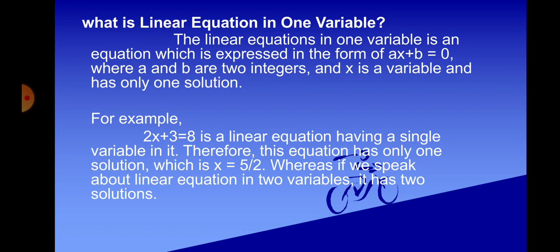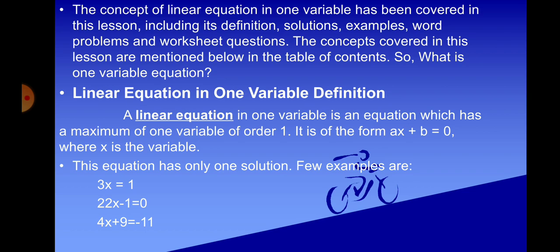Therefore, this equation has only one solution, which is x = 5/2. Whereas if we speak about a linear equation in two variables, it has two variables. The concepts covered in this lesson include the definition of a linear equation in one variable, its solution, examples, word problems, and worksheet questions. The concepts covered in these lessons are mentioned below in the table of contents.